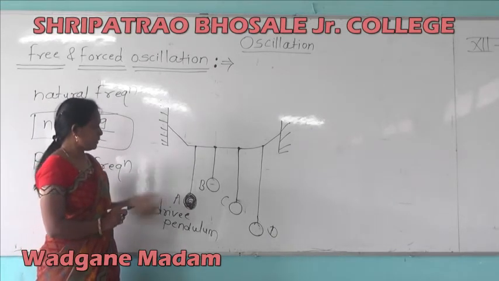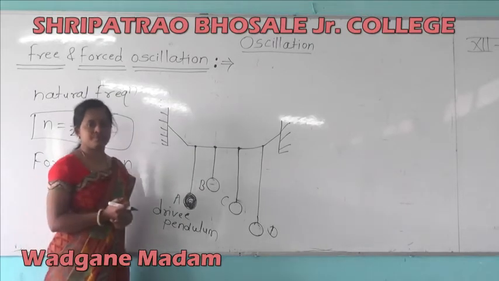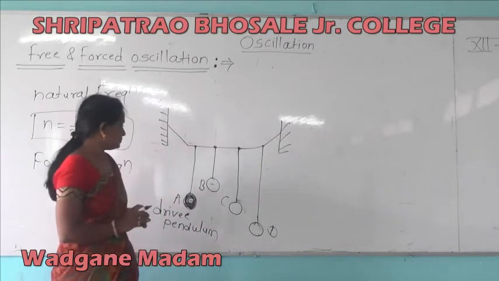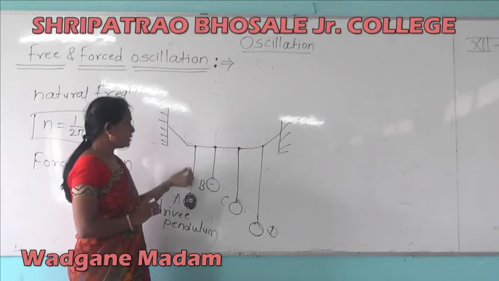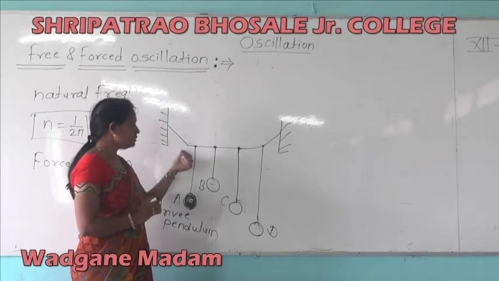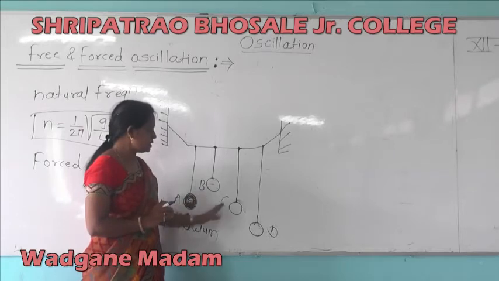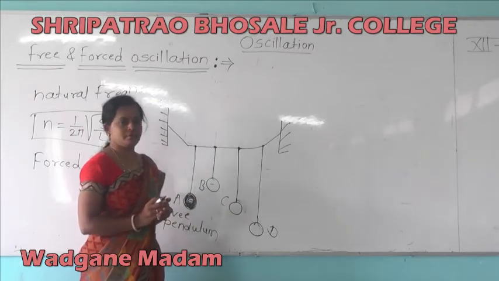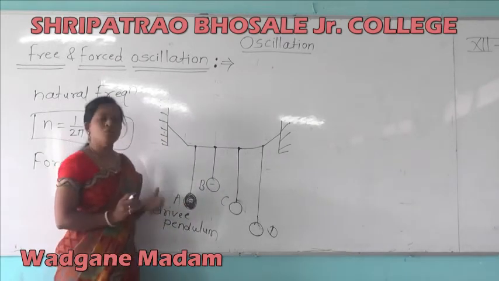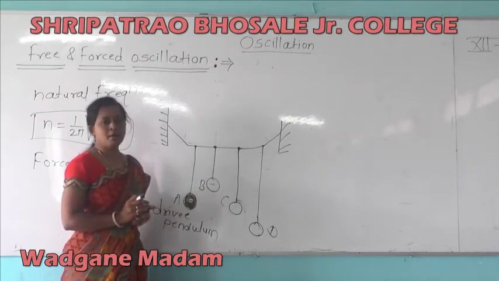Let us consider pendulum A is set into vibration. Its vibration is in a plane perpendicular to the string. Then the other pendulums, B, C, D, also start oscillating in parallel planes.